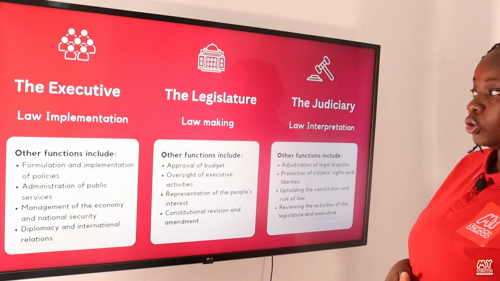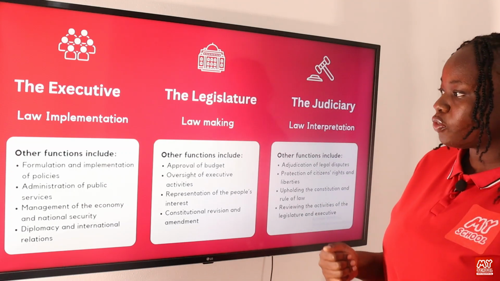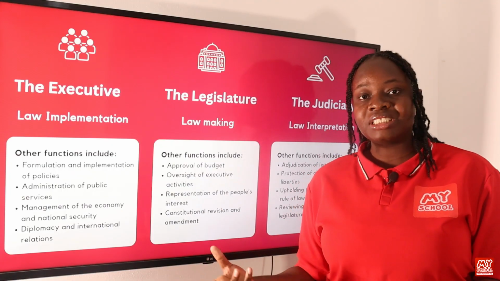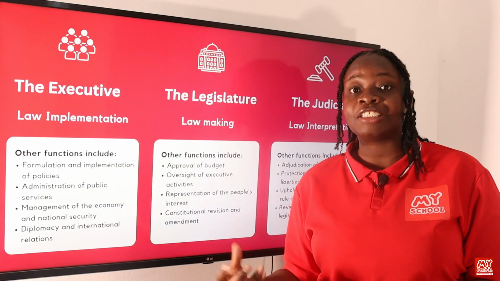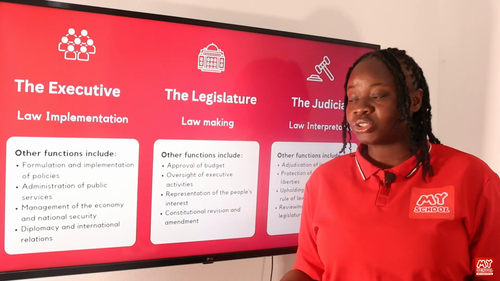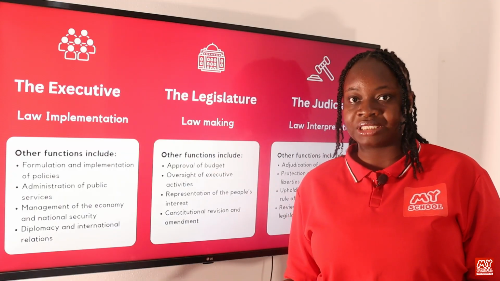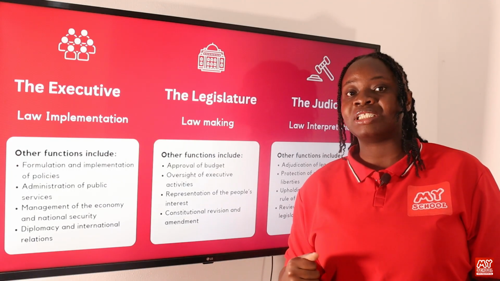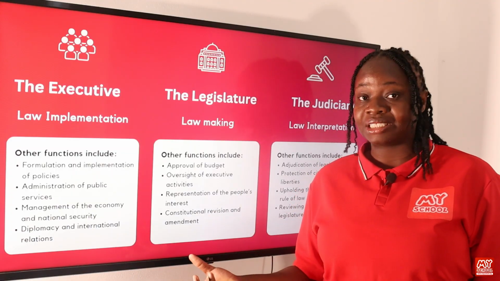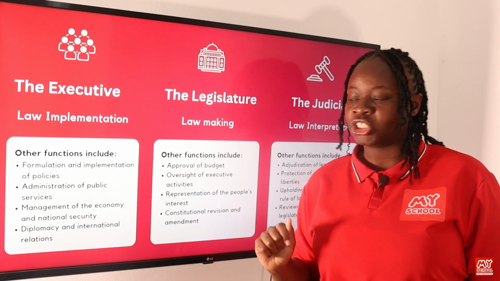Apart from these three functions, there are other functions that each of these three different organs of government perform. The executive, for example, is also responsible for the formulation and implementation of policies. Policies are those things that guide the activities of the executive. There are certain things that are meant to be present in a particular society, and the executive makes and implements policies to ensure that these things are available for the citizens. We're talking about social amenities, those different things that the citizens need in their day-to-day life to perform their businesses in the society. Those things are provided for by the formulation and implementation of policies.